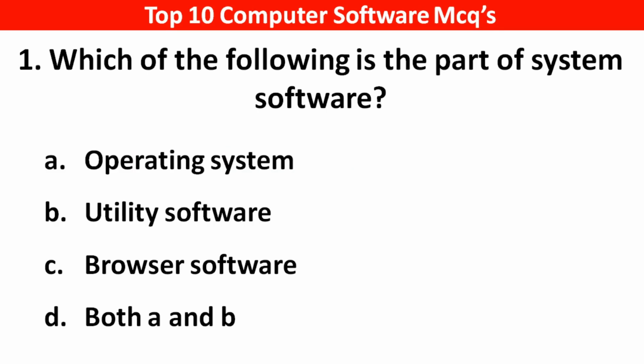Question number 1. Which of the following is the part of the system software? Options A, operating systems, B, utility softwares, C, browser softwares, D, both A and B part. Right answer is option D, both A and B part.